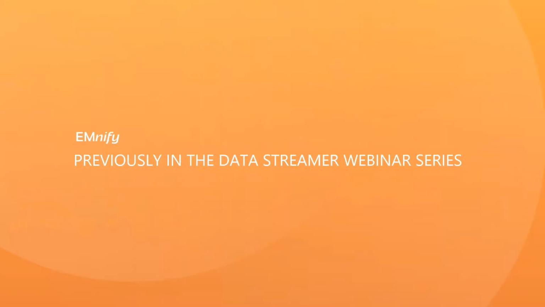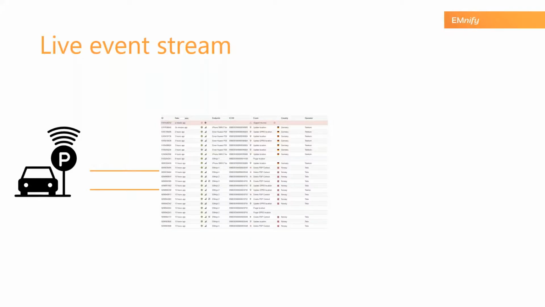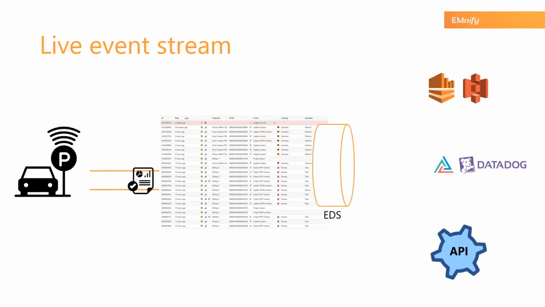So what have we seen in the previous webinars? Very quickly, as you all know, once you use an EMnify SIM card on an IoT device, your device goes online and creates a lot of connectivity data and usage data. So we have lots of events and statistics in the EMnify user interface, which is very useful. And we enable you to use this specific data and analyze them in third-party tools using the EMnify Data Streamer.